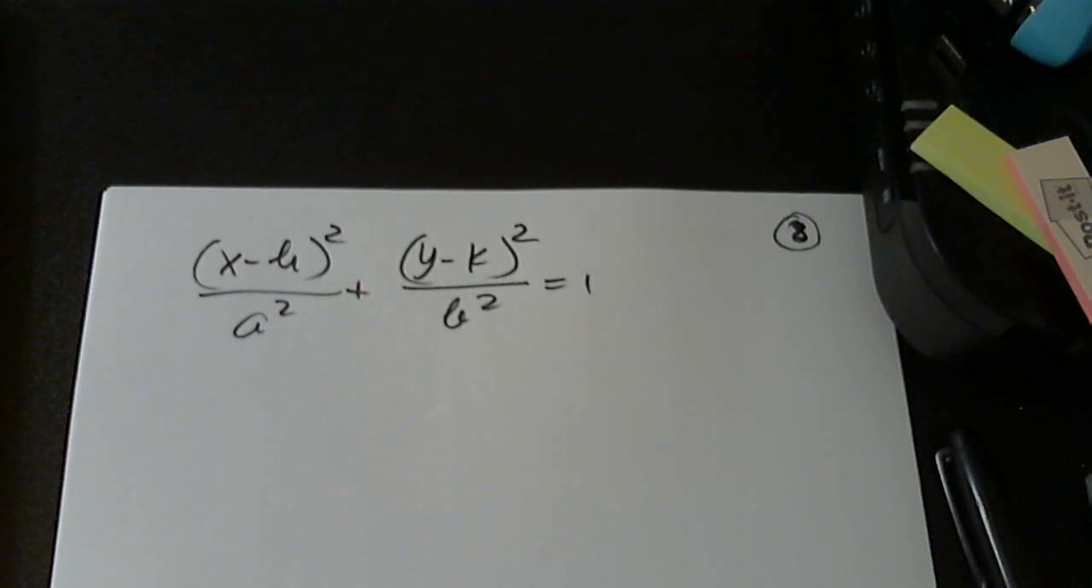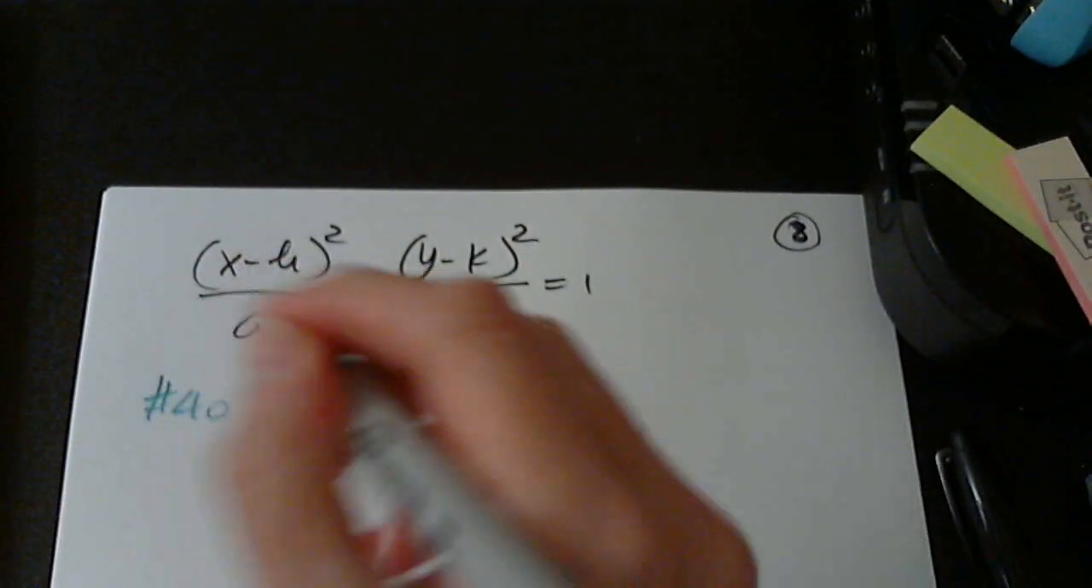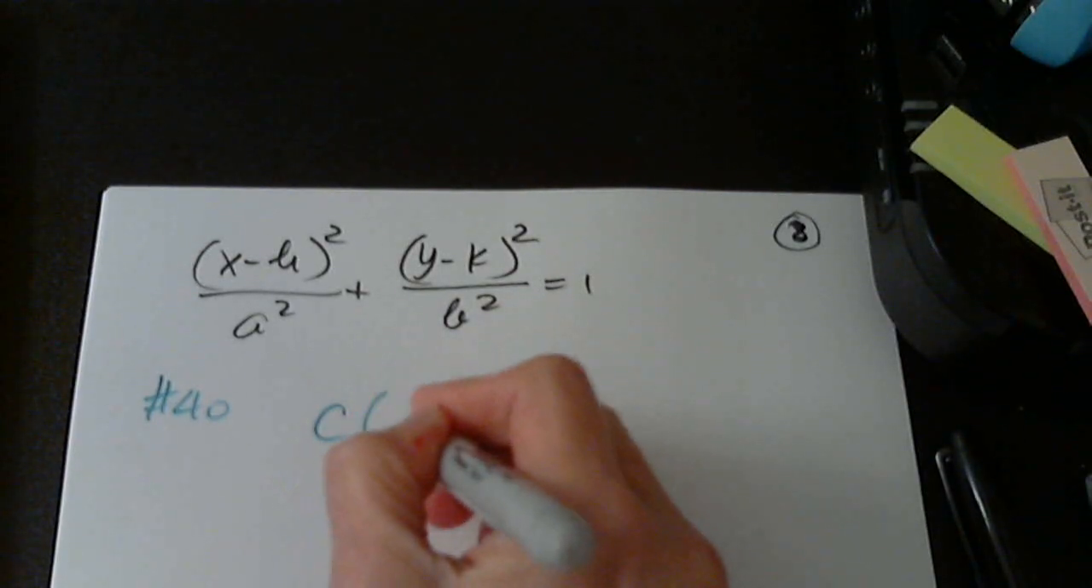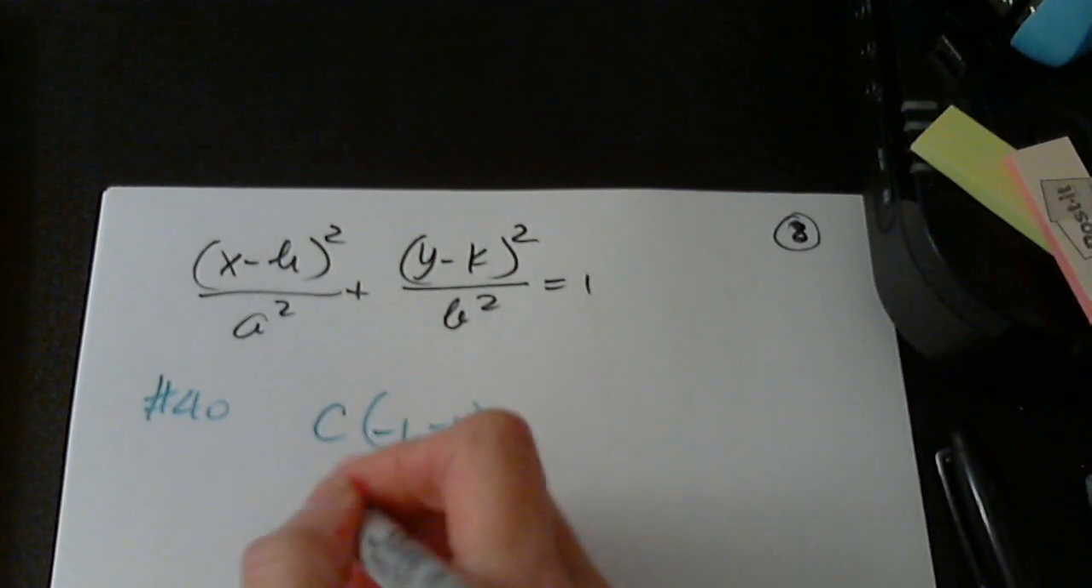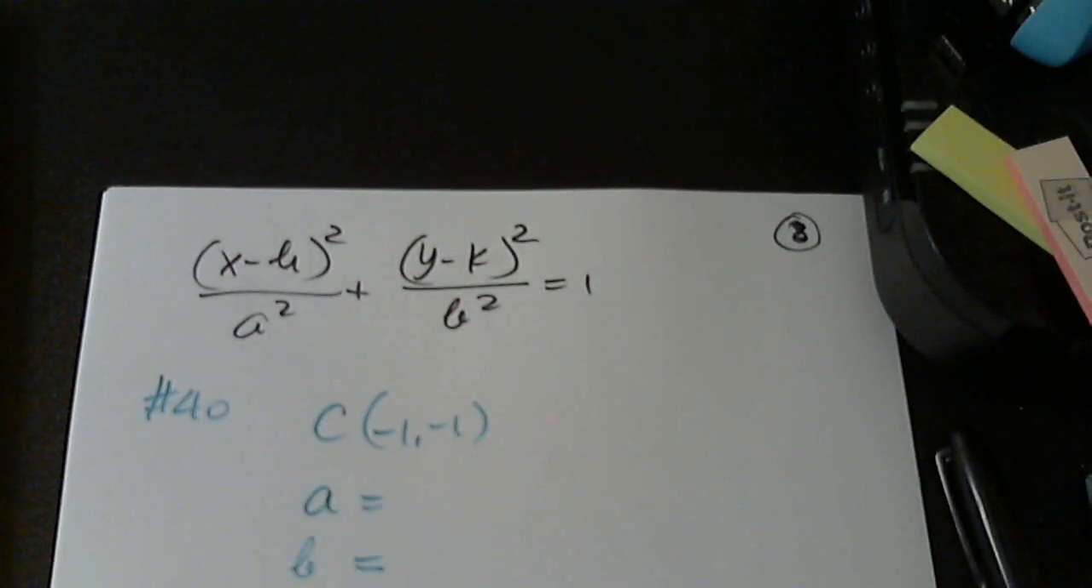Can you do 40? Yes, of course. As you notice, the center is given to us, (-1, -1). Can anyone give us A? Can anyone give us B? By looking at the graph. Is the major axis vertical or horizontal in 40? Vertical? Yes. Therefore, let's determine A.